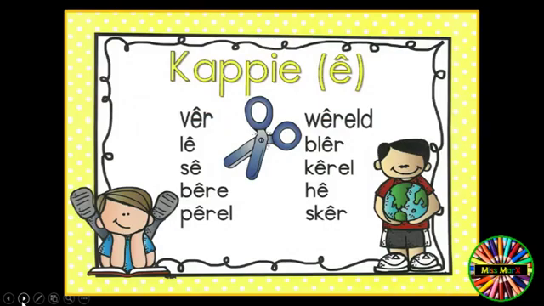Parel. Can you hear the long A in parel? A parel is a pearl in English. Wêreld. Can you hear the long A? Wêreld means world. Blaar. That's the sound a sheep makes. Next one is Karel. A Karel is a boyfriend or it can refer to a young man. Hê means to want something. Ek wil 'n roomys hê. I want an ice cream. Skêr. Can you hear the long A? Skêr, which is a scissor.